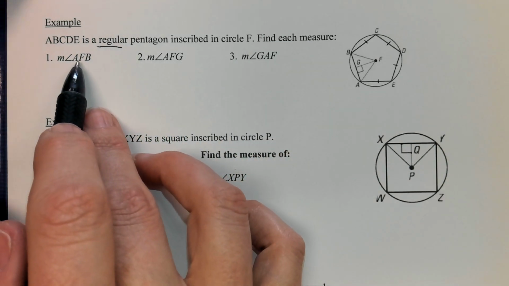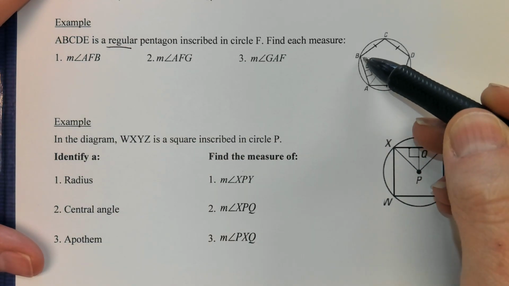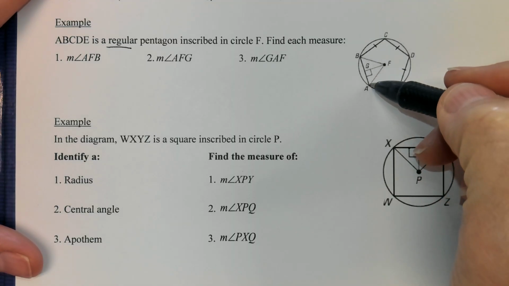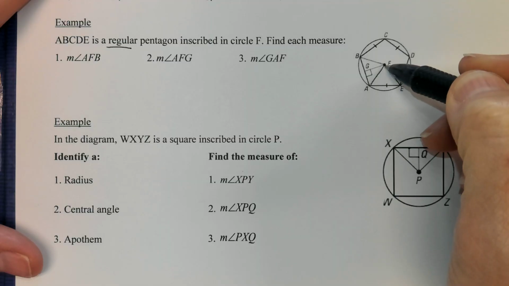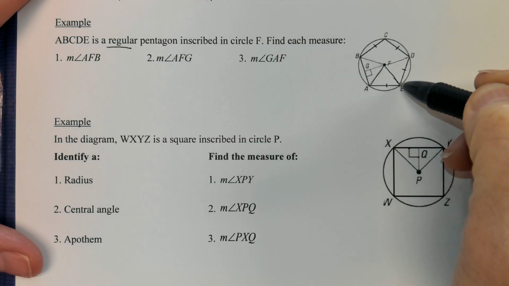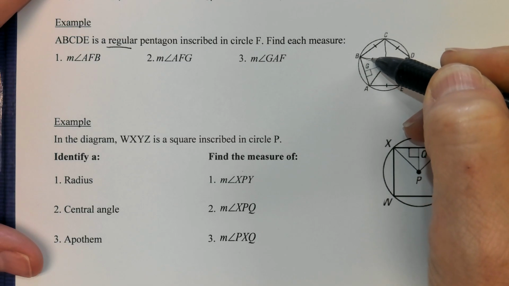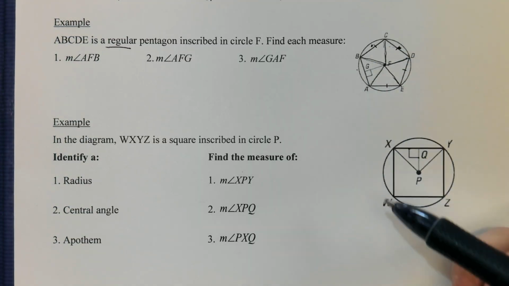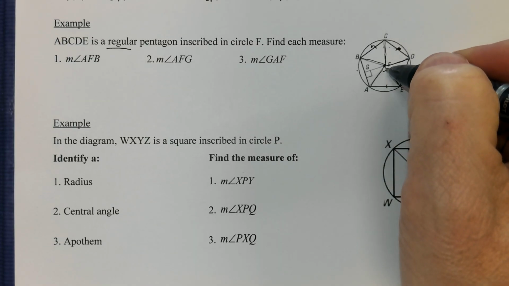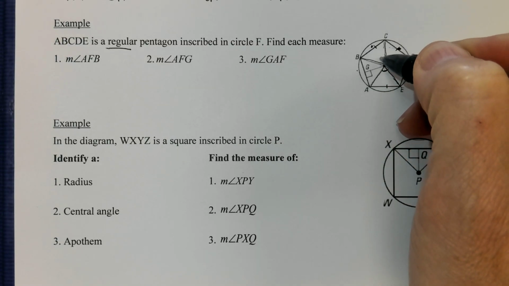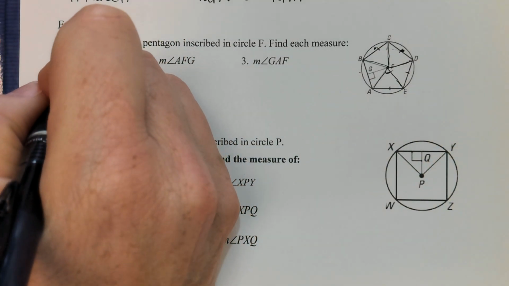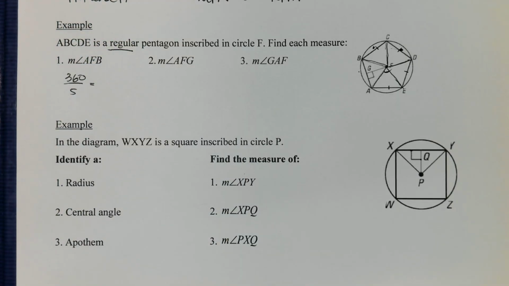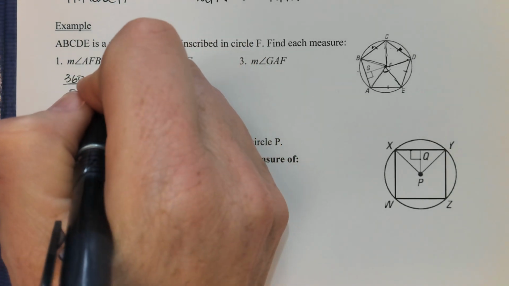We're going to find each measure. So the measure of AFB. So from A to F to B. So that is a central angle to this pentagon and to this circle. There are several central angles. Here's another one. Here's another one. Here's another one. And here's the last one. So however many sides you have, that's how many central angles you have in your picture. So to find the measure of just one of them, we're going to take 360, which is all the way around, and we're just going to divide it by the number of sides. So for us in this picture, it's a 5. So 360 divided by 5 gives me 72.